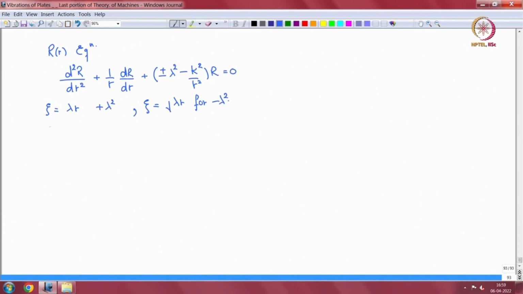So if we look at this equation, case 1: if my xi is lambda r, then d xi by dr is lambda, then dR by dr is dR by d xi into lambda, and d2R by dr square is equal to d2R by d xi square lambda square.